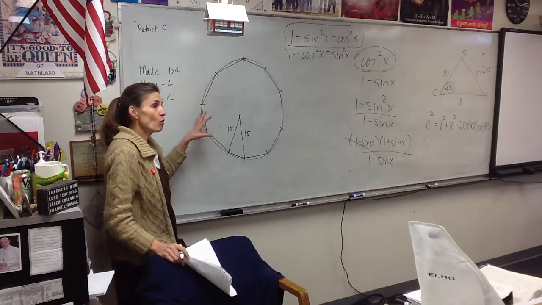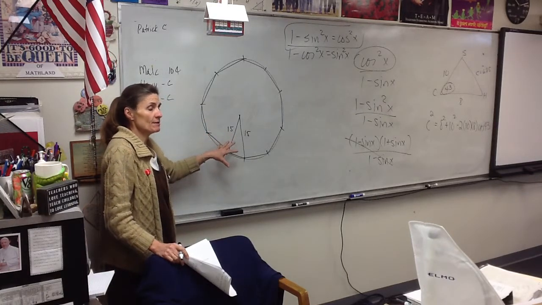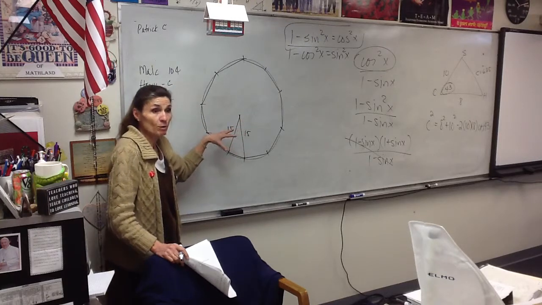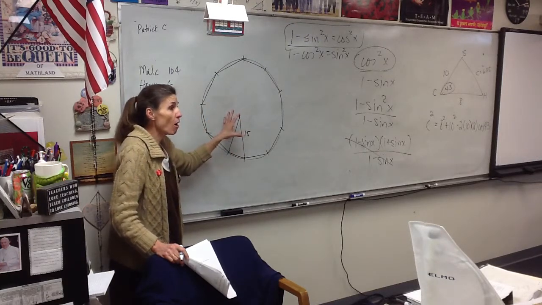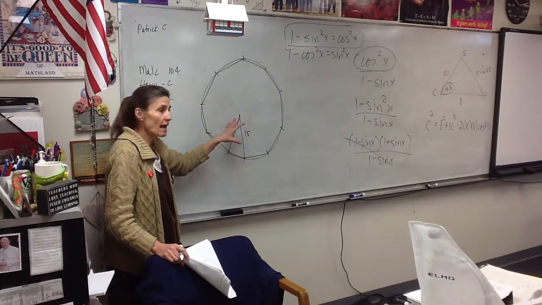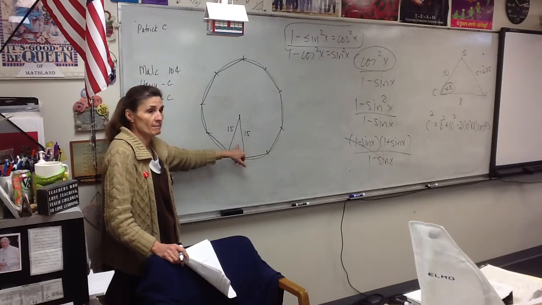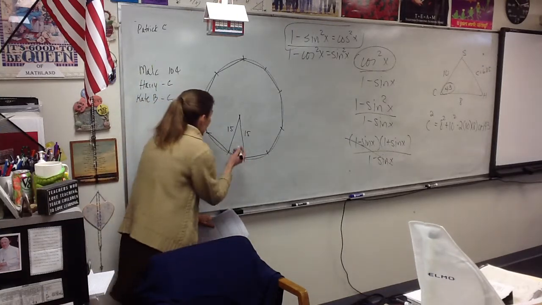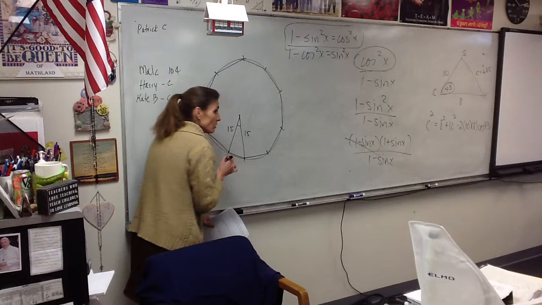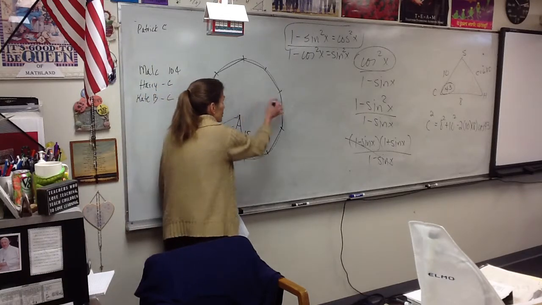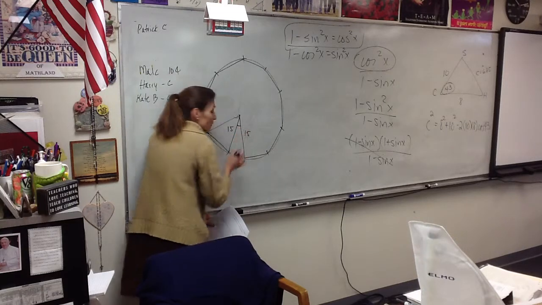Now, I've only drawn one triangle in there. How many would there be? There'd be 10 of them, right? If you want to draw all 10, draw all 10. You saying I don't have to? You do not have to. We only need one. But here's what else I need. I need to know this angle. So maybe drawing all 10 will help you determine this angle.